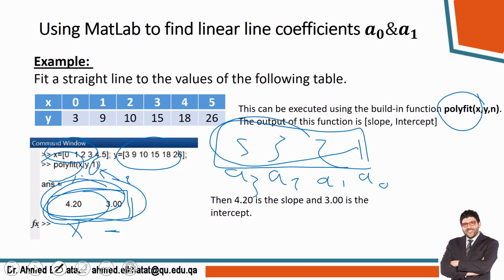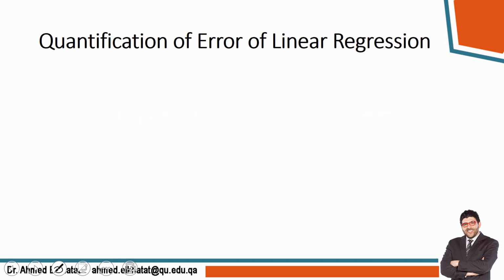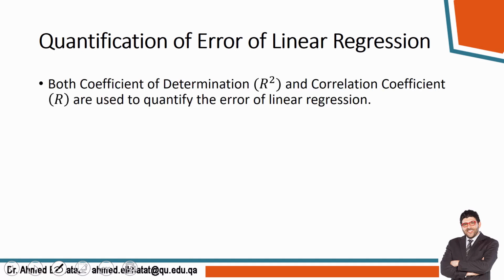Okay. Now, how to quantify the error of linear regression? We have two ways to define it using R: R squared, the coefficient of determination, and the correlation coefficient R. In Excel you can find R using the trend equation. If you create a trend line, you can find R. But how do we calculate them ourselves?